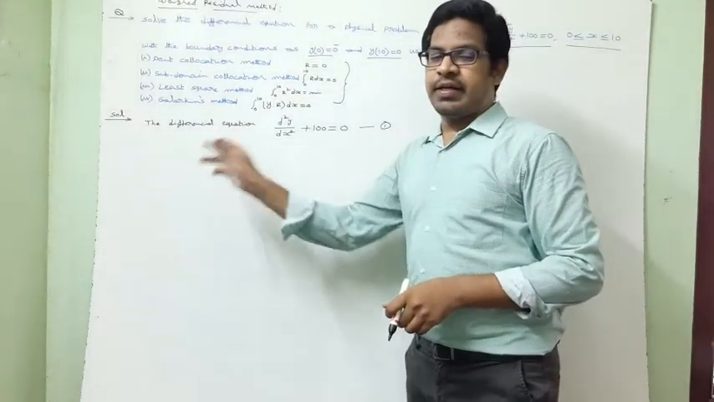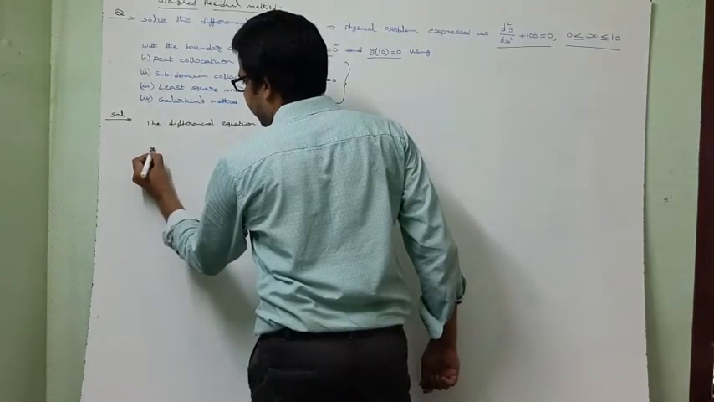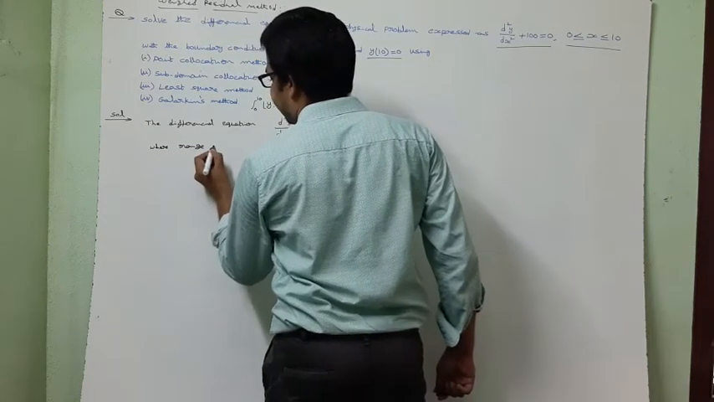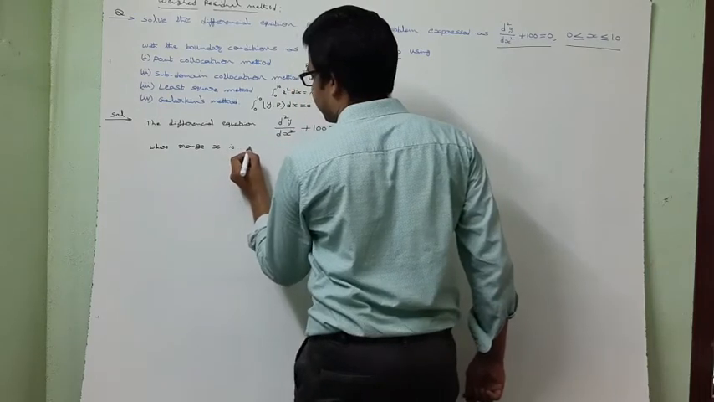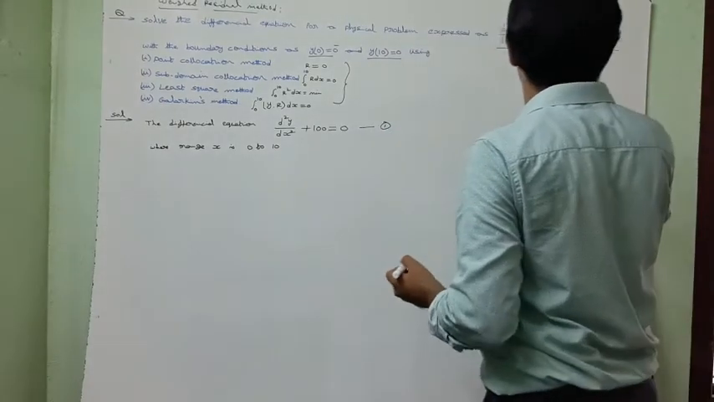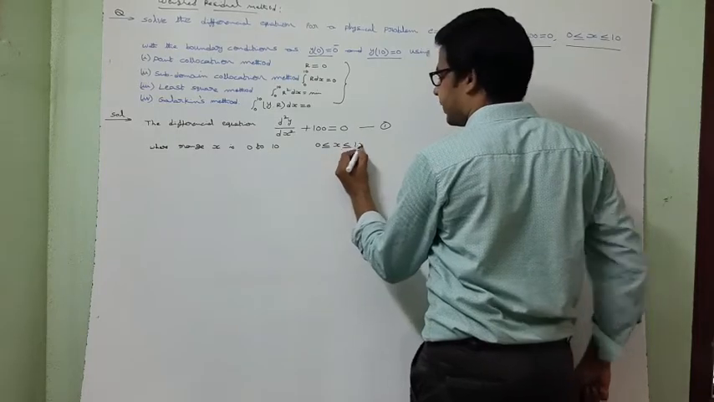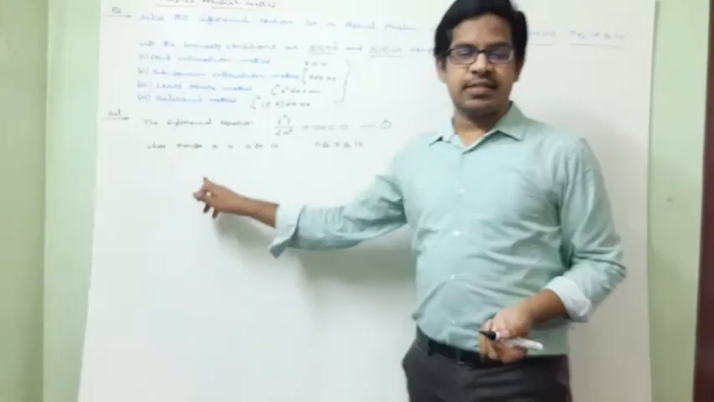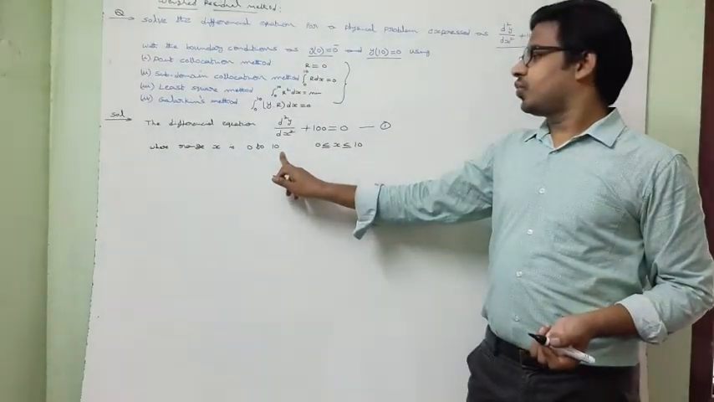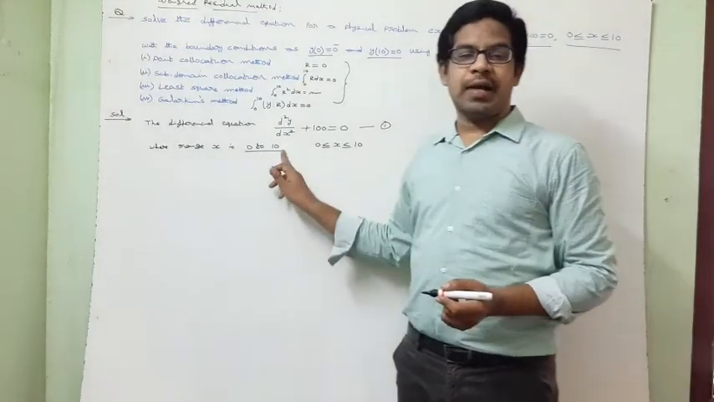Coming to the range, what is the range? The range x is 0 to 10. That means 0 less than or equal to x less than or equal to 10. So the range x is 0 to 10, with lower limit 0 and upper limit 10.